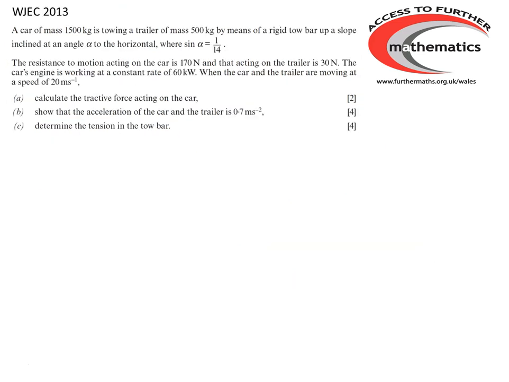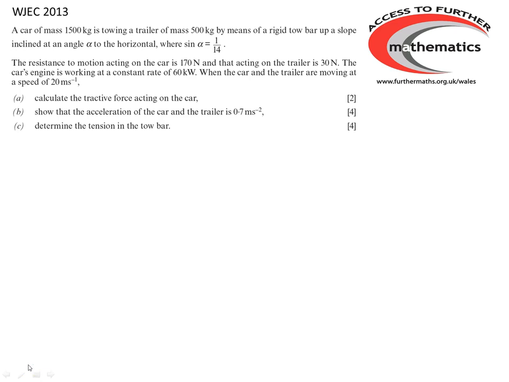Moving on to another example, this time from the 2013 paper. We have a car of mass 1500 kilograms towing a trailer of mass 500 kilograms by means of a rigid tow bar up a slope inclined at angle alpha to the horizontal, where sine alpha is 1/14. We're told the resistance to the motion of the car is 170 newtons and the resistance on the trailer is 30 newtons. The car's engine is working at a constant rate of 60 kilowatts, and the car and the trailer are currently moving at a speed of 20 meters per second.